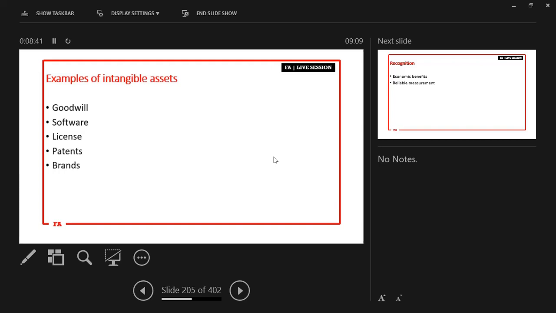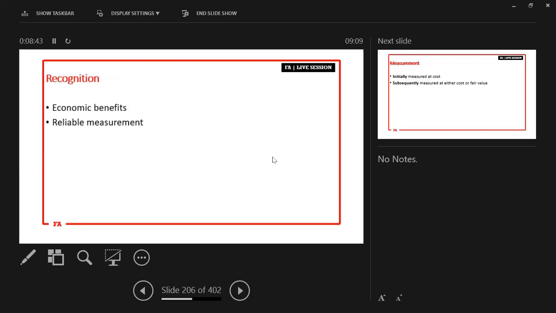Okay, can we proceed to the next one? Under recognition, these assets must have economic value. Did you hear that? And then the value must be reliably measured. Should be reliably measured. The value should be quantifiable in monetary terms. Let us remember those terms. Okay?